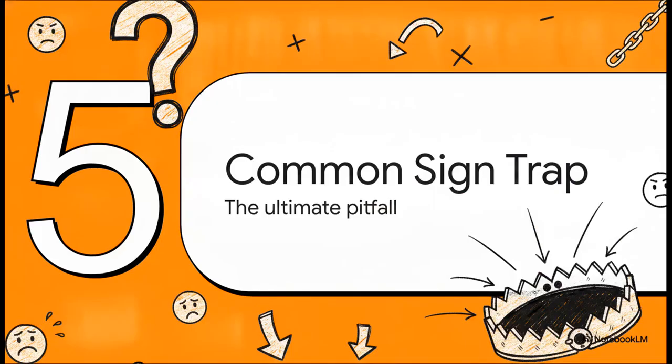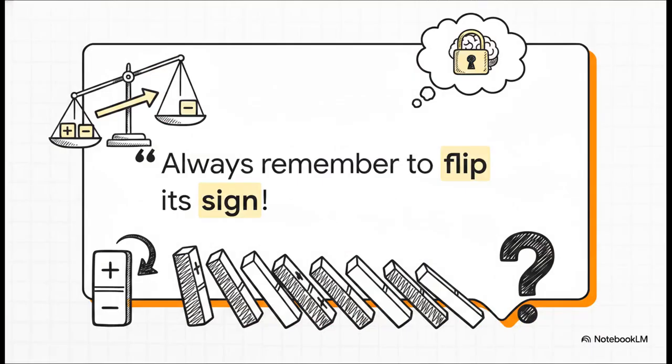Section 5, the common sign trap, the ultimate pitfall in exams. Okay, lean in and listen closely here, because this is huge. Fun fact, a solid 80% of points lost on these tests aren't from misunderstanding the complex algebra. Nope, it's from simply dropping a negative sign. So the crucial point is this. When moving a variable from one side to the other, always remember to flip its sign. If it's positive on one side, you absolutely must subtract it to move it over. If it's negative, you add it.